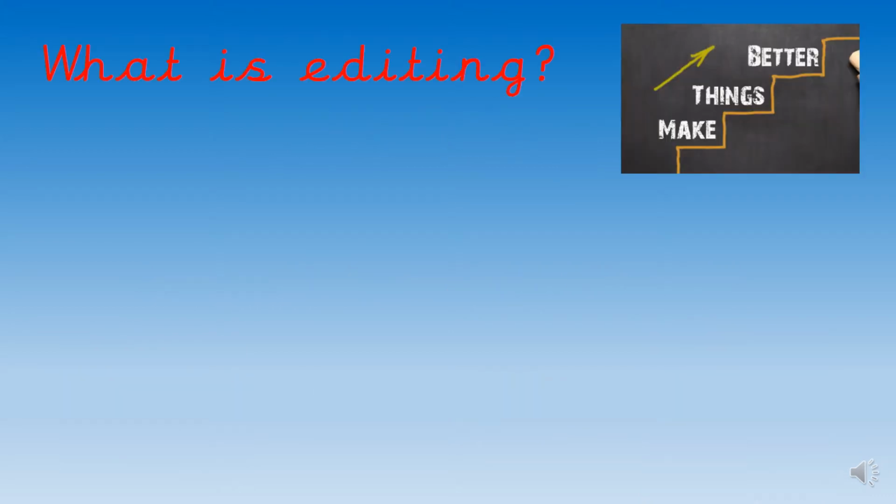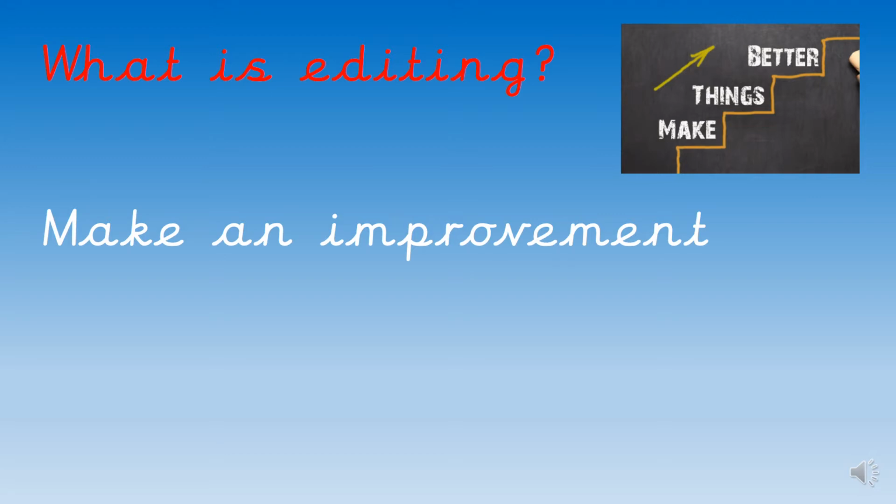So, editing. Editing is where we make an improvement. We're trying to make our things better, trying to improve it so it reads better and it sounds better. And the most important skill that we need to do is to read through and check what we have done. So there's lots of things that we're going to be talking about, and I'm going to be sharing with you some top tips as to what to look for and how to find them.